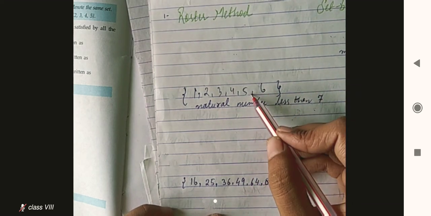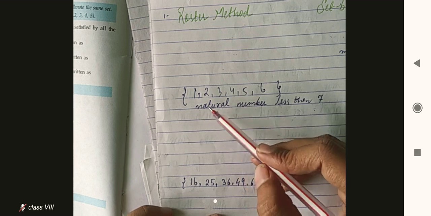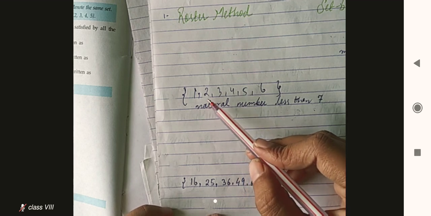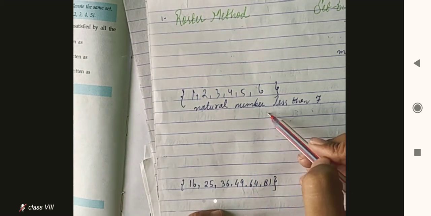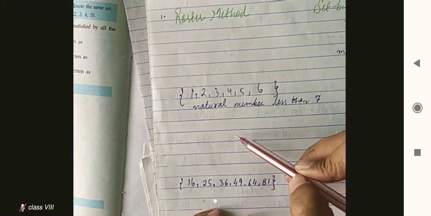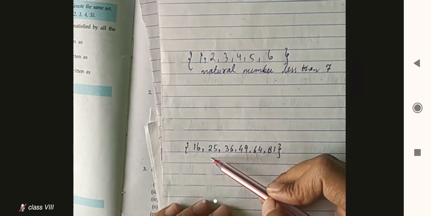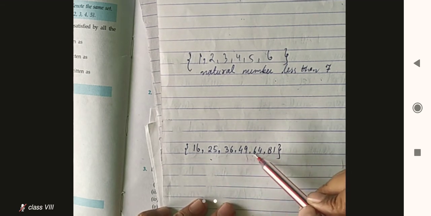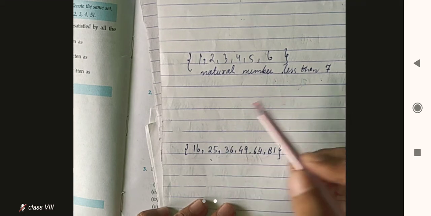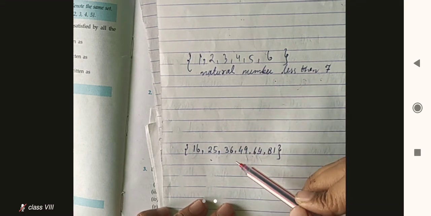So this is your roster method, because here you have written only the outcome, you have not written any rule, you have not written any statement, okay. So this is your roster method. You can see here this is also a roster method. Why? Because only digits are there, so whenever an outcome is there, that is actually a roster method.